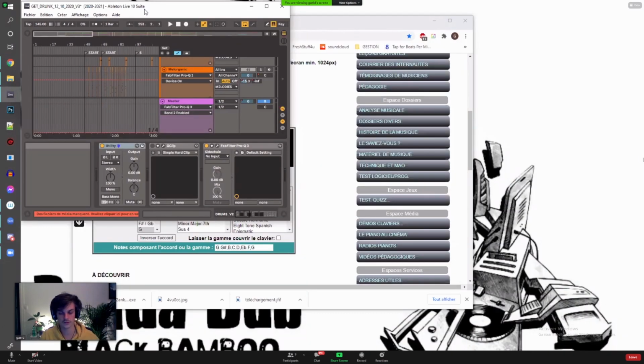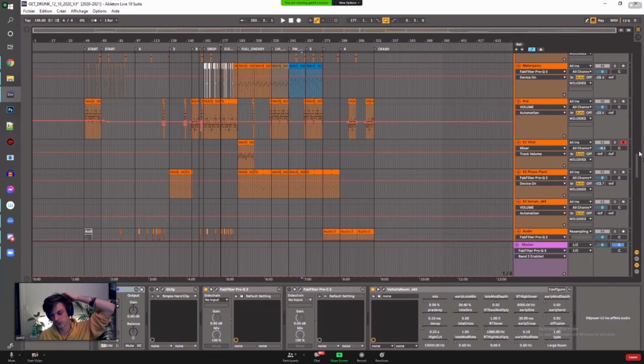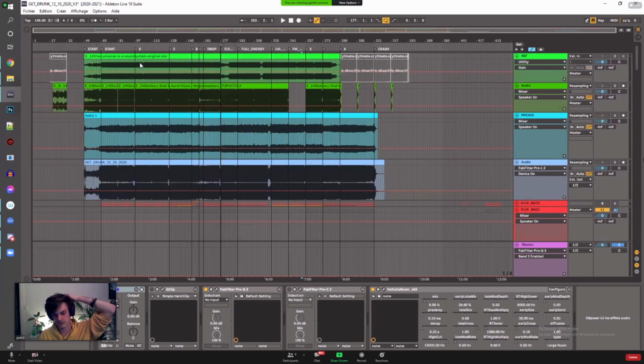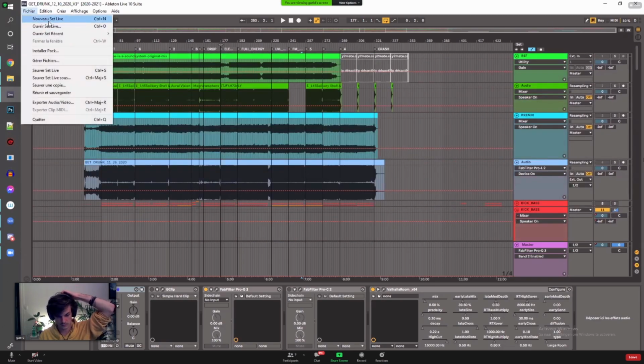I always have, when I open my template, I always have a kick and bass. Well, I could show you actually. Yeah, let me show you.